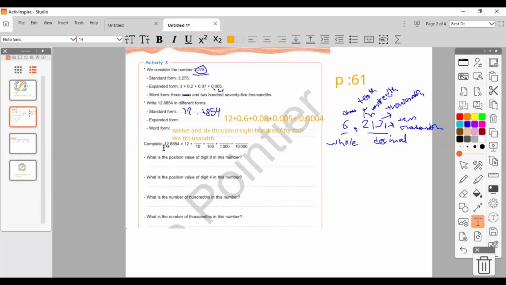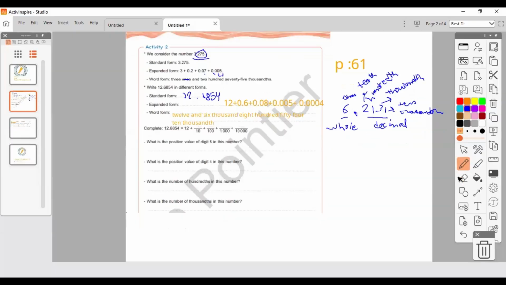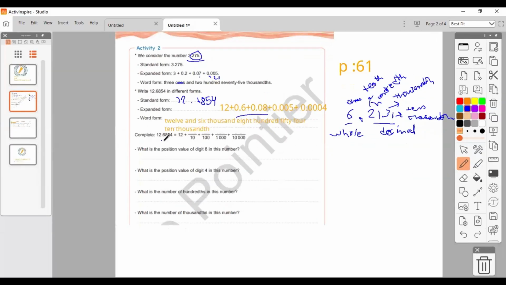Now let's complete here. Complete this number, the same number. As you see, this is also the expanded form. The expanded form can be written in two ways. The first way is using zeros like here. Or we can write it in this way, with the fractions. Here, the whole part is 12.